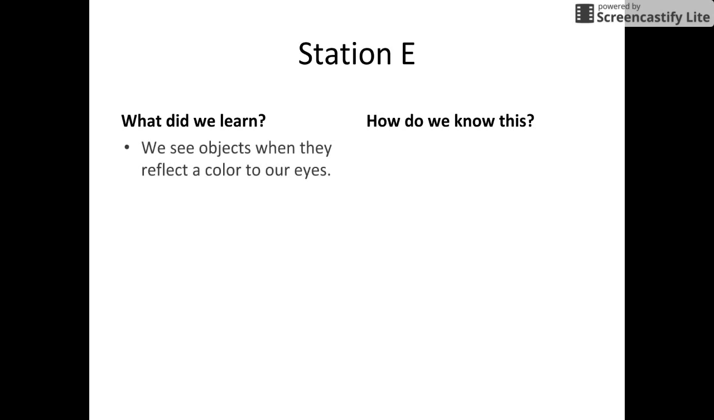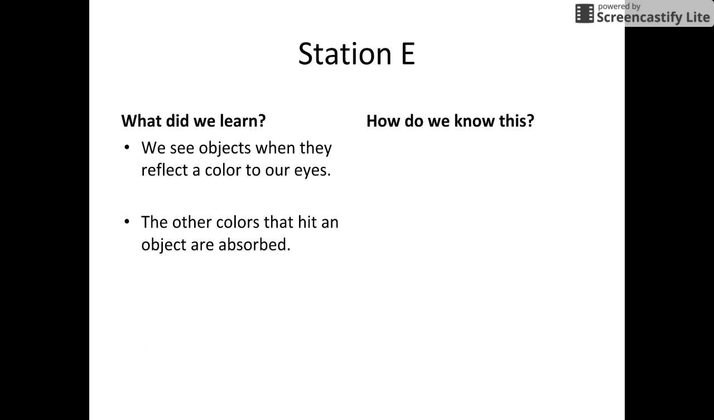Station E was all about color. The big thing we learned from this station is that we see objects when they reflect a color to our eyes. Any other colors that hit that material get absorbed rather than reflected back to your eyes.